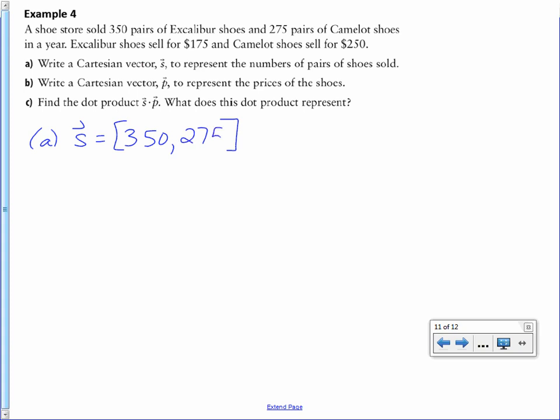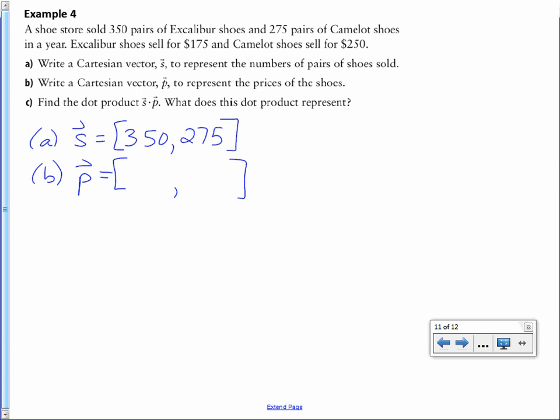So what are we making a decision? By creating this vector, we've made a decision. The first coordinate represents anything to do with Excalibur, and the second coordinate, or y coordinate, represents anything to do with Camelot. We've got to be consistent, because when we do the next vector, we have to keep the same order. So when I do the price vector, I need to keep it: price of Excalibur, comma, price of Camelot.